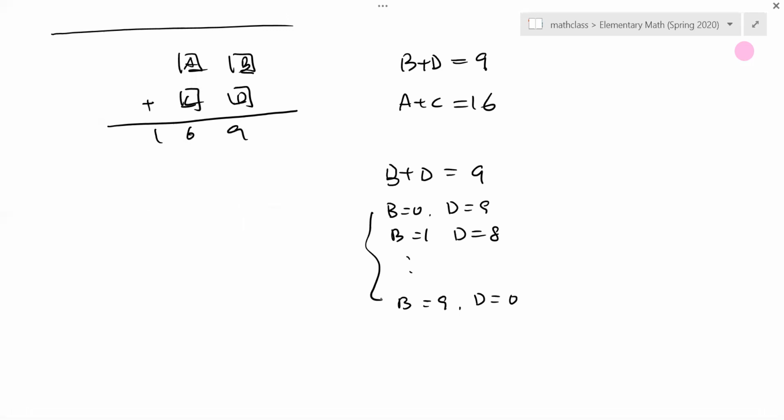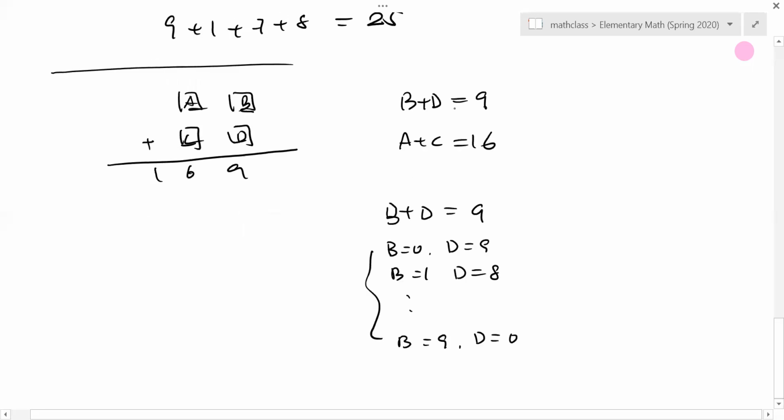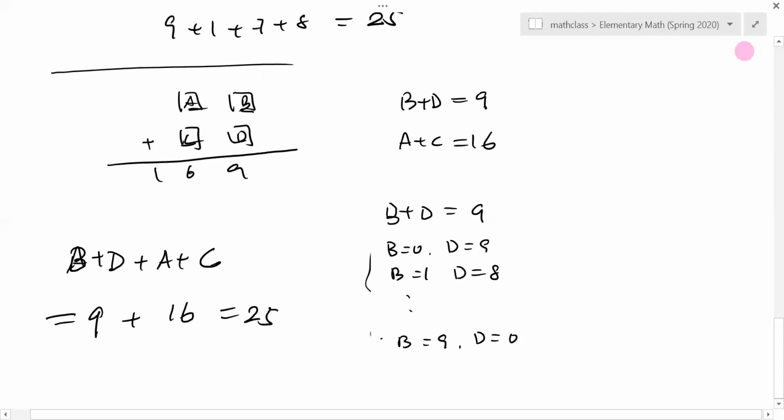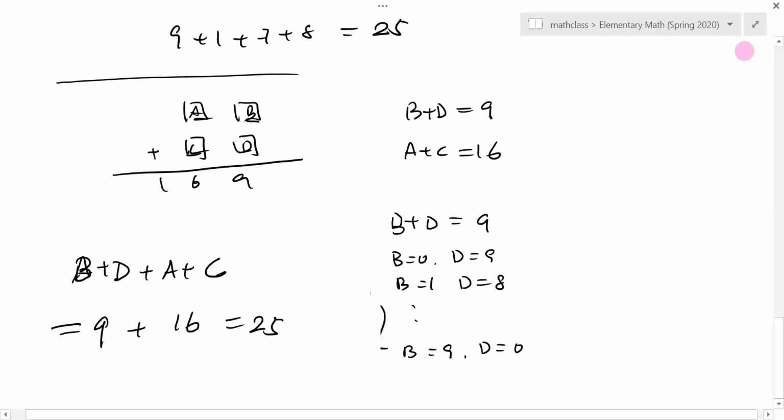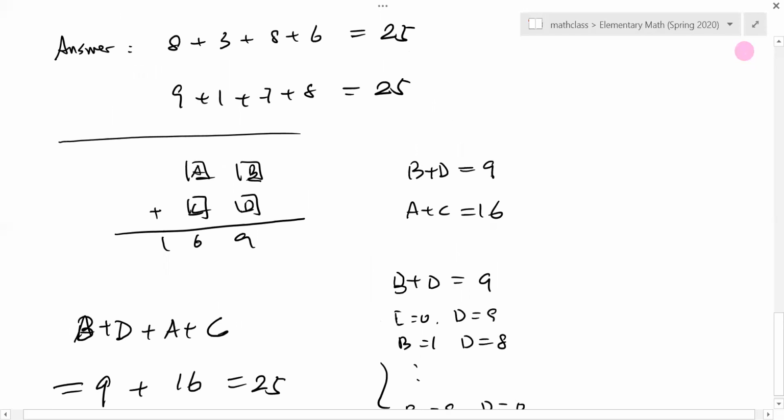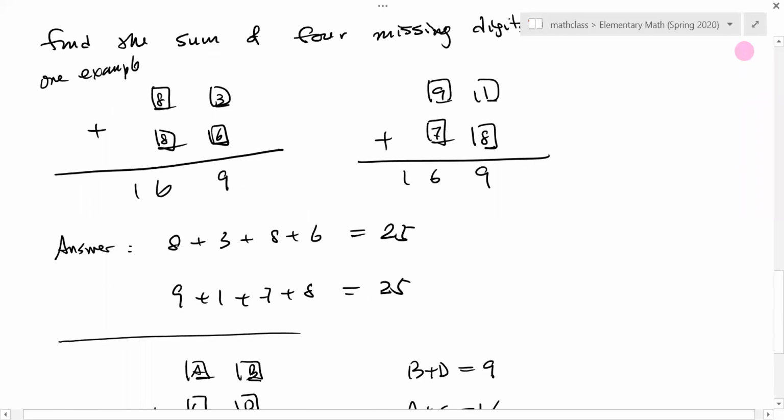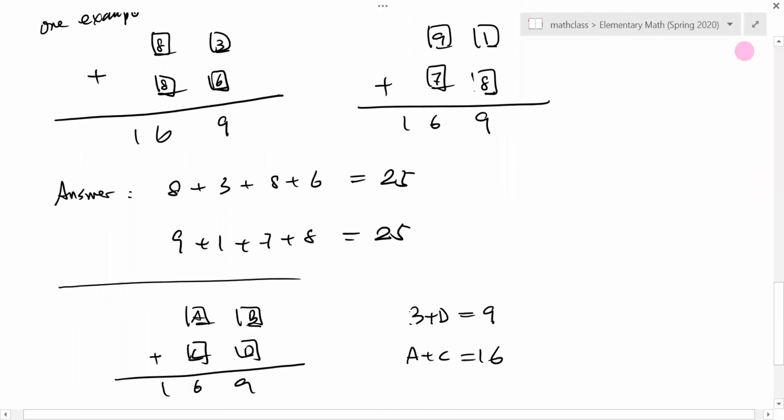But we don't need to worry about that. What we need to know is the sum. B plus D plus A plus C is going to be just 9 plus 16. So that's why it's always equal to 25. That is called mathematical proof. We don't use specific examples to prove the statement. Maybe you try 2 different solutions here and you end up with 25. Then you jump to the conclusion, hey, the answer is 25. Yes, the answer is 25, but your solution is wrong. What is the difference between solution and answer? Answer is just one number.